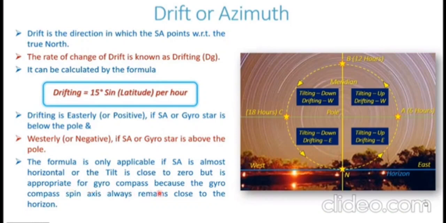It is appropriate for the gyro compass because the gyro compass is designed in such a way that the spin axis always remains close to the horizon. So we cannot use this formula to find the drifting of the star throughout its motion, but it is appropriate for us for the purpose of a gyro compass.